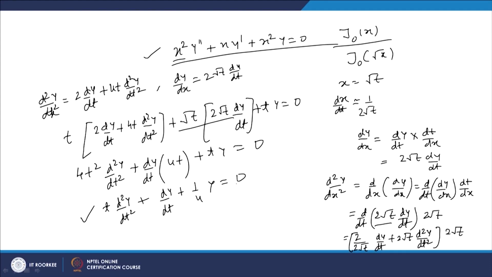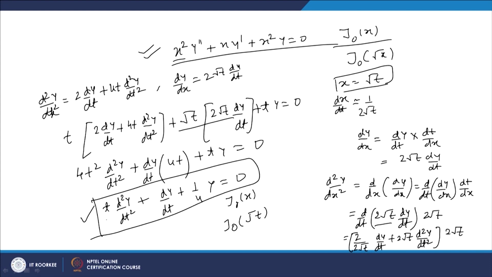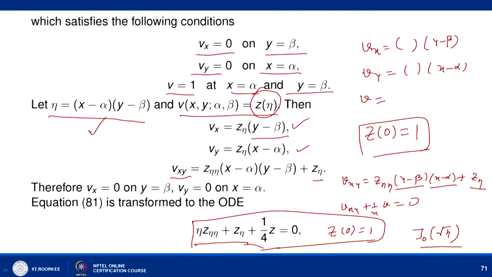And if you look, it is a transformation of the earlier equation whose solution is J naught x. So it means that the solution will be J naught x, but here we have assumed that x is root t. So solution of this equation t d2y by dt square plus dy by dt plus 1 by 4 y equal to 0 is J naught of root t, and that is what we claim here, that the solution of eta z eta plus z eta plus 1 by 4 z equal to 0 is J naught of root eta, and it satisfies the initial condition, that is z of 0 equal to 1.